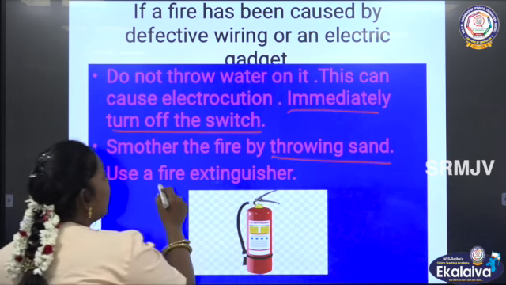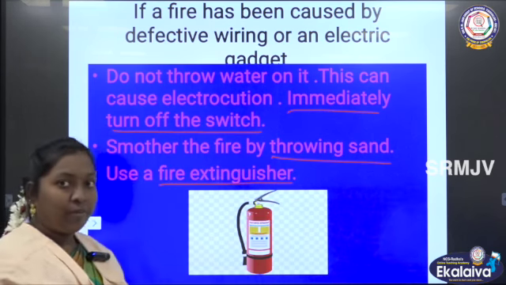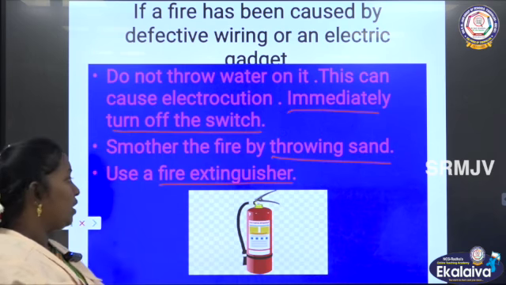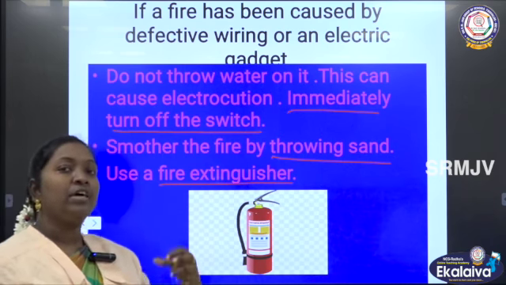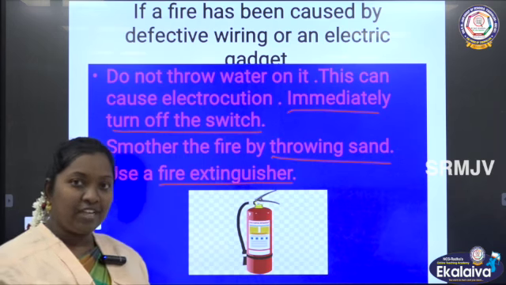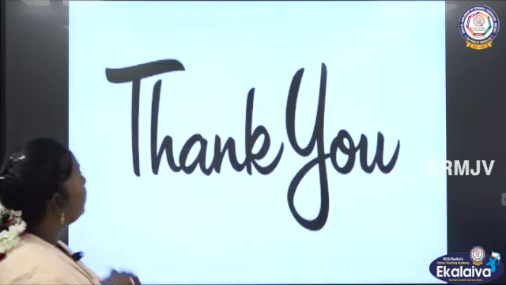Then a fire extinguisher is always available in schools, petrol bunks and all such places. It is filled with carbon dioxide, and the carbon dioxide helps to put off the fire easily. That is the method to use to put off fires.